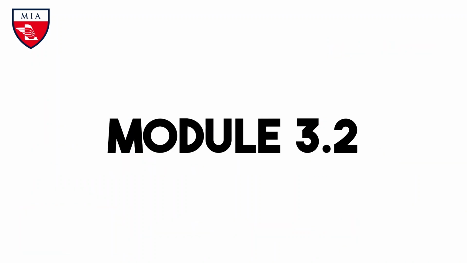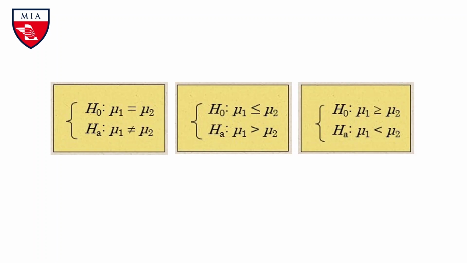Okay, next we will discuss module 3.2. So in this module, we will discuss the hypothesis testing of two parameters. Okay, so in terms of hypothesis testing of two parameters, we have again three types of tails here. So we have two-tailed here, we have right-tailed here, and we have the left-tailed here.